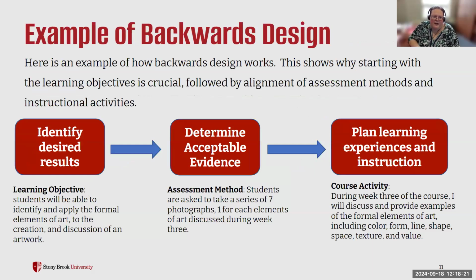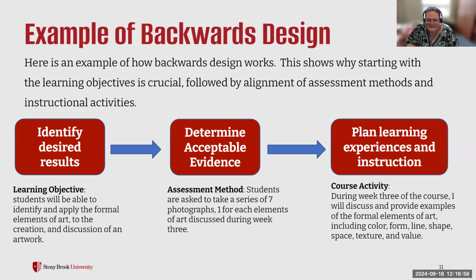So here's an example of how backwards design can work, right? So you start with that specific and measurable learning objective, you select an assessment method, and then you think about how you would introduce the concepts behind the learning, right? So your learning objective in this case is to have students be able to identify and apply the formal elements of art, right? So we're focusing there on the ability to recall, understand, and ultimately apply knowledge, specifically knowledge around the formal elements of art.